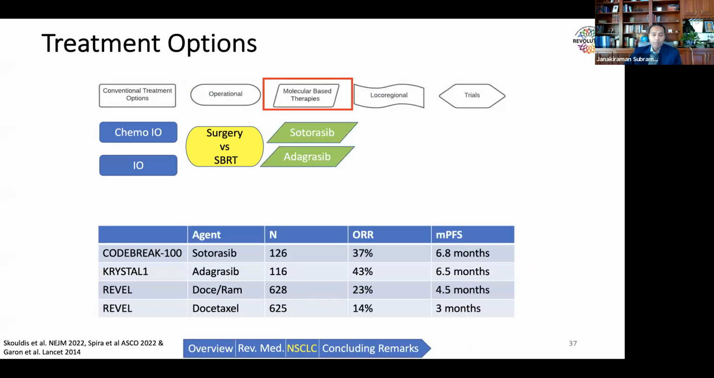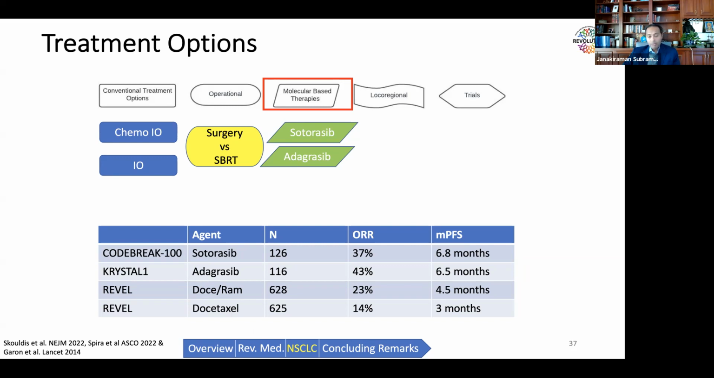And the molecular therapy. We've already looked at this. We looked at some of the data, but I wanted here to put it in perspective with what was standard of care prior to the approval of these drugs. And that's the data from the REVEL study in the last 2 rows on this table.